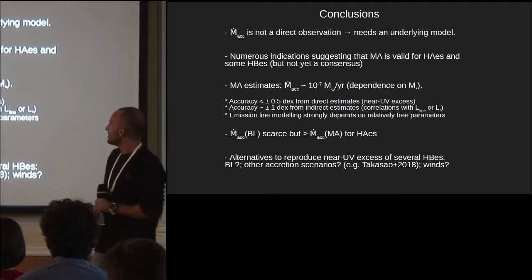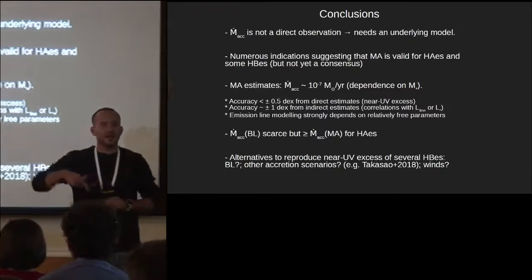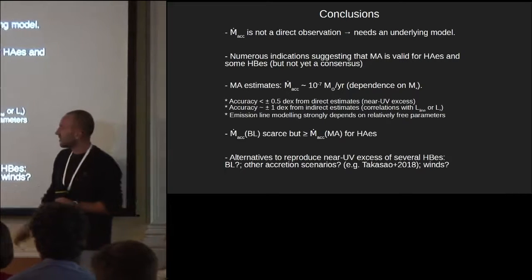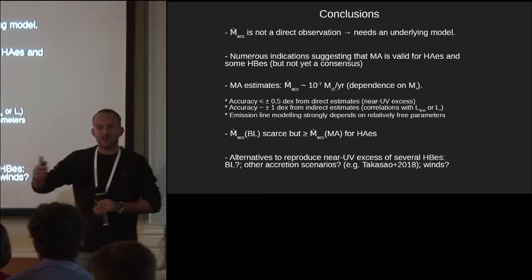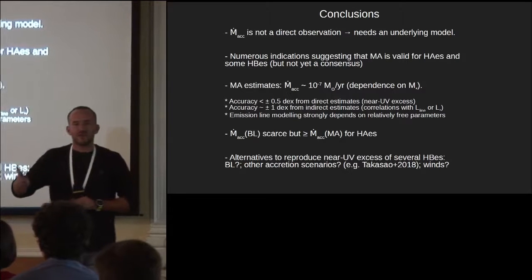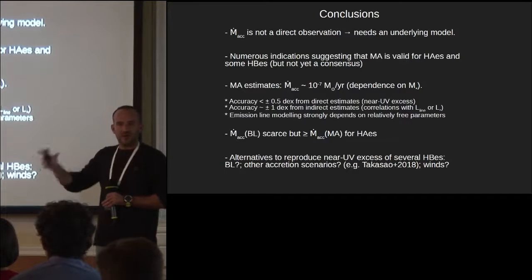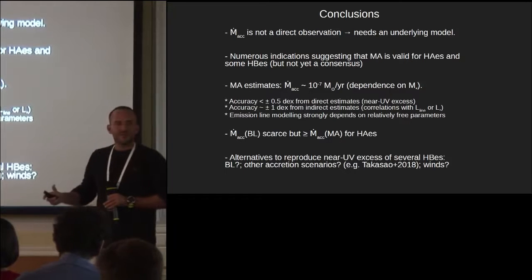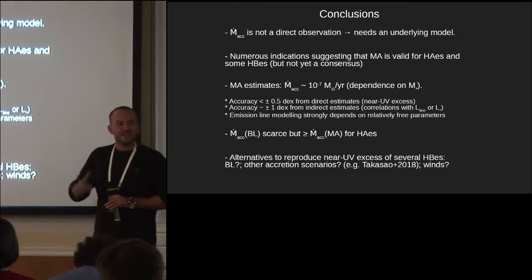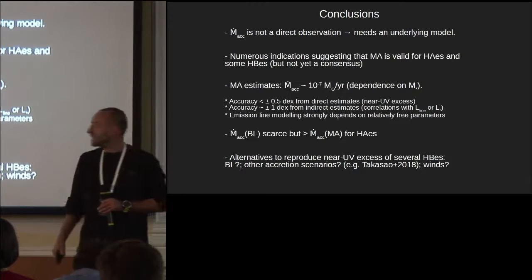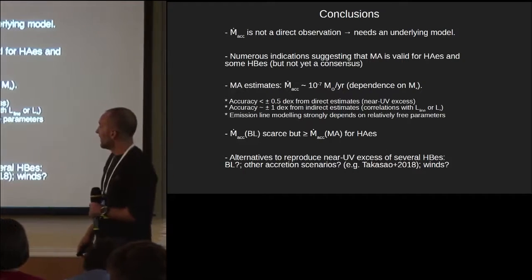I haven't talked too much about the emission line modeling. Larissa talked the other day. This is, of course, very important to test if magnetospheric accretion is capable of reproducing these line profiles. But concerning the topic of this talk, how to measure accretion rates, this methodology is less robust, in the sense that it depends on several relatively free parameters.